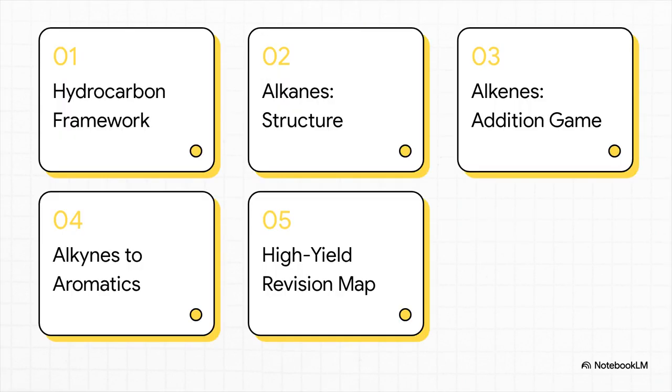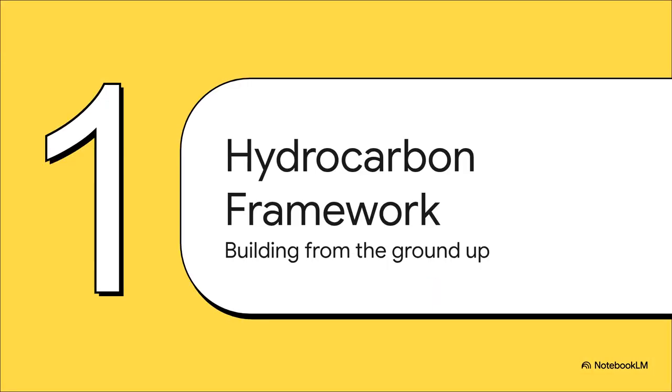So here's our game plan, our blueprint. First, we'll build the basic framework. Then we'll move step by step through alkanes. Then into alkenes, which is all about the addition game. And then we'll cover that crucial link from alkynes to aromatics. And we'll finish everything off with a high-yield revision map to make sure all these concepts stick. Let's get into it. All right, first up, the hydrocarbon framework.